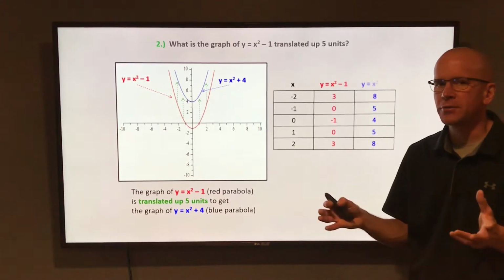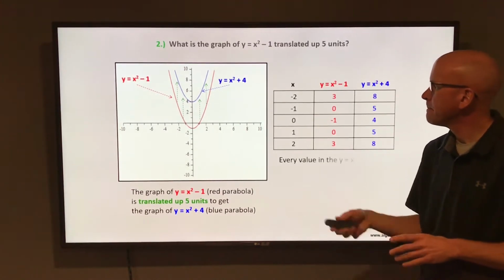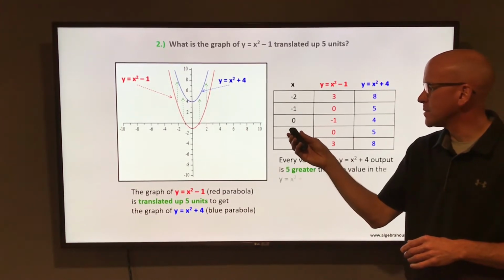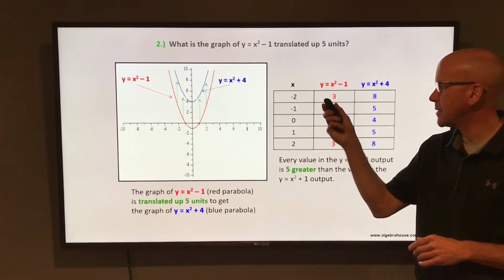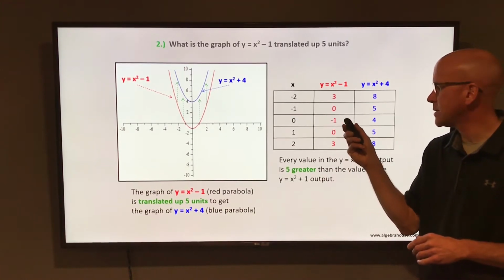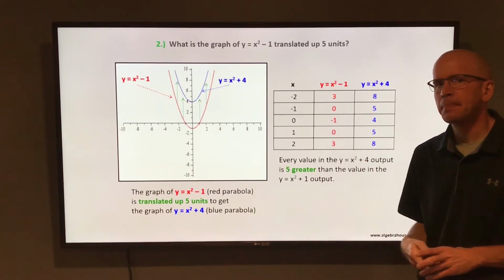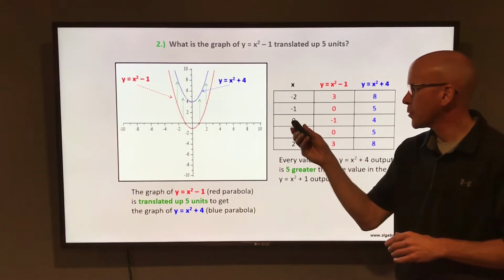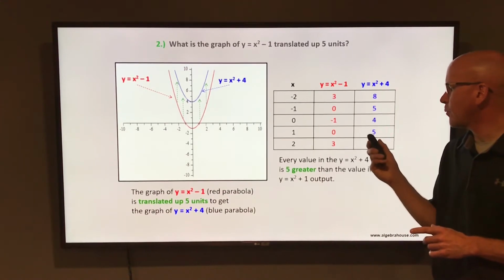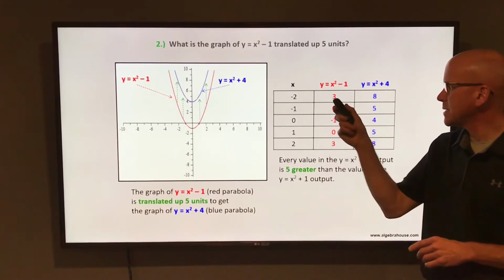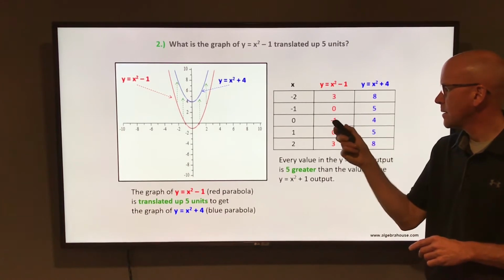If you look at the coordinate chart on this, if you put negative 2, negative 1, 0, 1, and 2 in for x into y equals x squared minus 1, the y values are going to be 3, 0, negative 1, 0, and 3. If you put those into y equals x squared plus 4, the y values become 8, 5, 4, 5, and 8. You can see the difference in the y values.